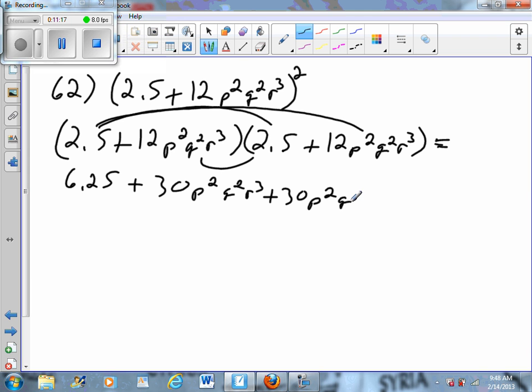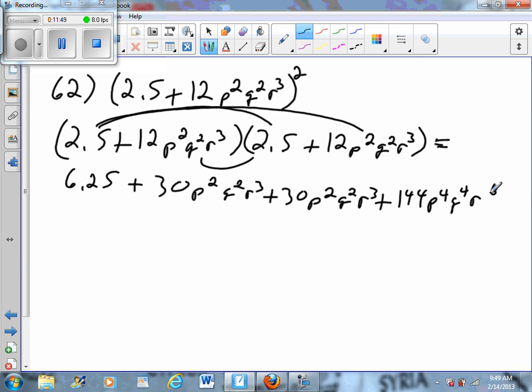Well, you did it right the first time, you did it right the second time. If you messed up the first time, you messed up the second time. All right, now the last term, 12 times 12, you should think 144. Now, what do I do with the variables and their exponents? P to the fourth, Q to the fourth, R to the sixth. So we're going to go P4, Q4, and R6.